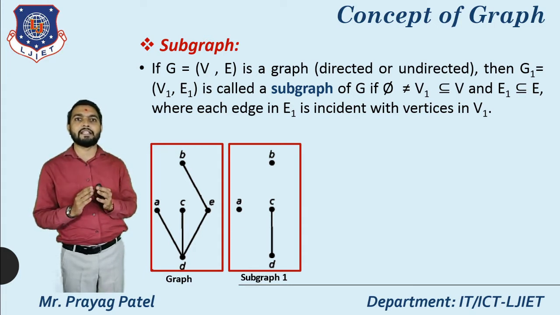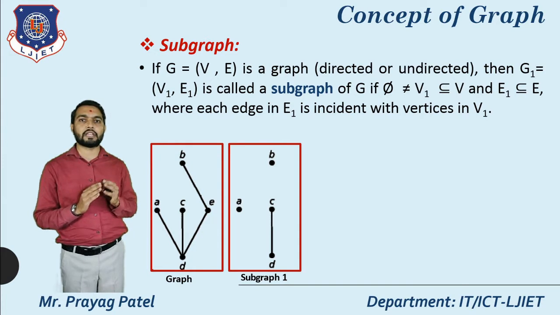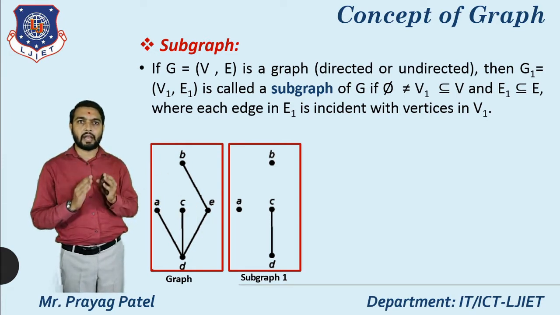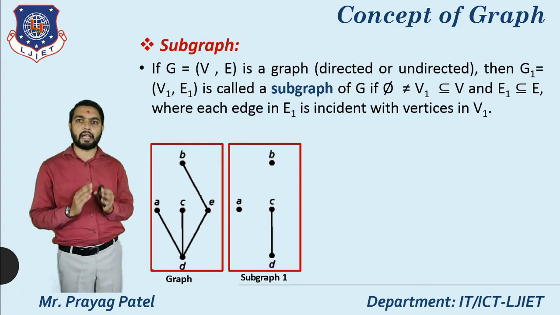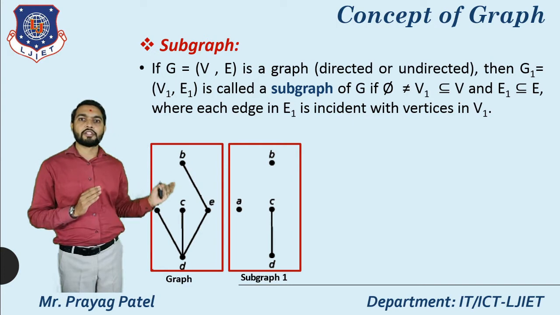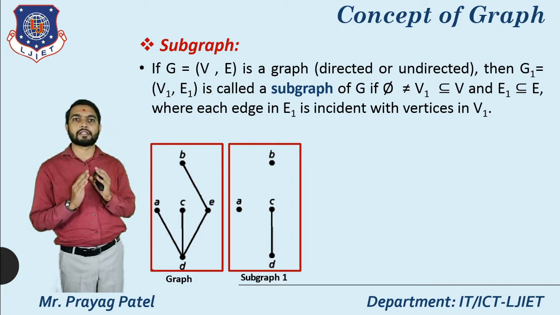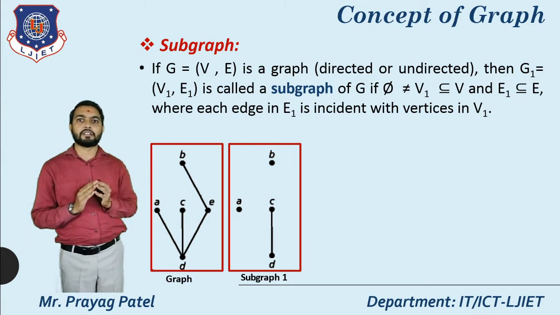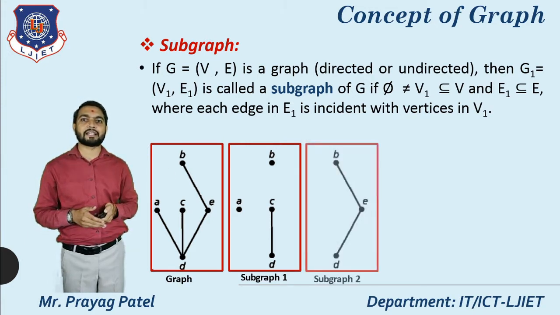Now for the edges, E1 is a subset or equal set of E. So what is E1? E1 means edge CD. And what is E? E means AD, CD, ED and BE. So CD is also a subset of your graph G's edges, the edge C to D. So this is considered as a subgraph.